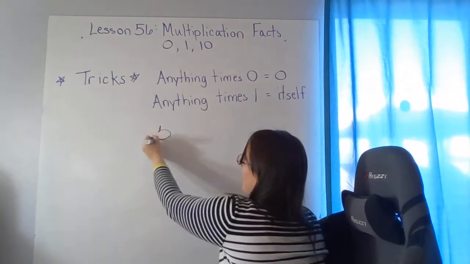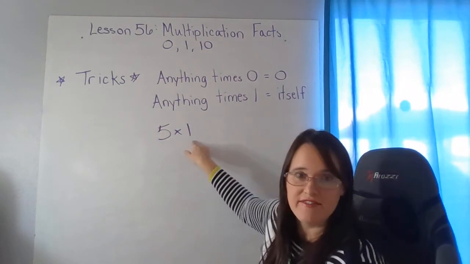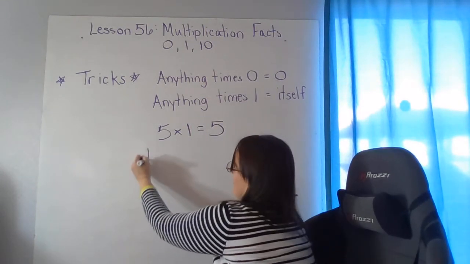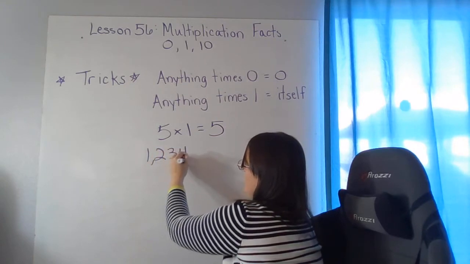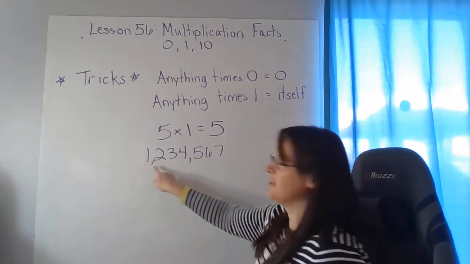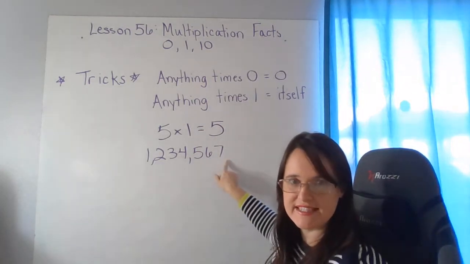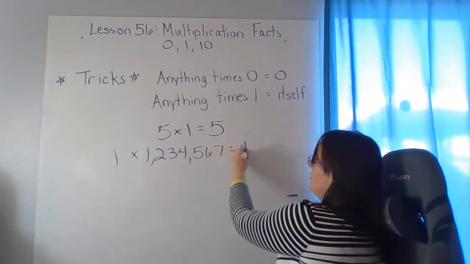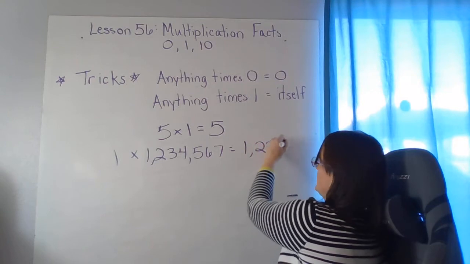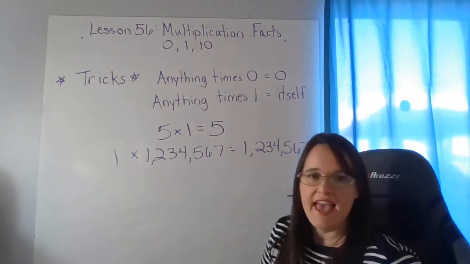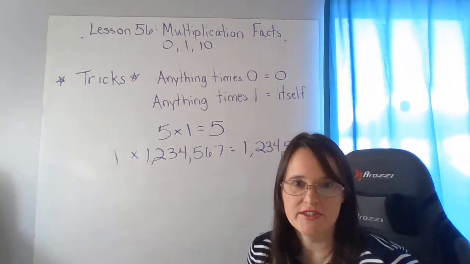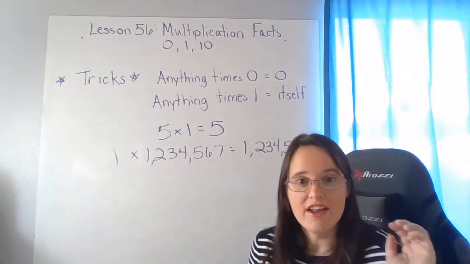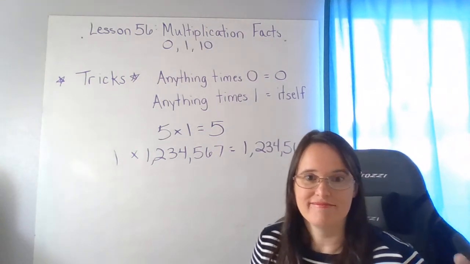So we can go back to that 5 instead of times 0. Now it's 5 times 1. I have 5. I can go back to my super huge number here. 1,234,567 times 1 is going to equal 1,234,567. Anything times 1 equals itself. So once you have those two tricks down, then you already know 2 of your multiplication lines.